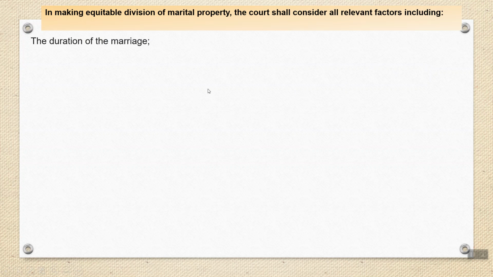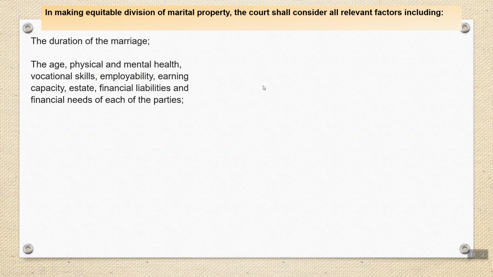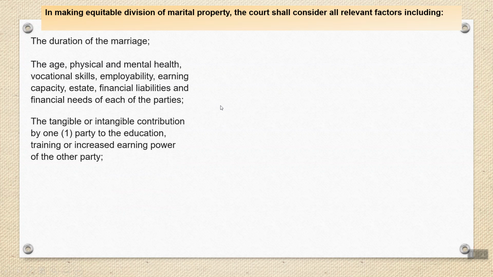First, of course, the duration or the length of the marriage, the age of the parties, their physical conditions, their skills, their employability, how much they can earn, what they have, what their debts are, and what their financial needs are to be considered. Tangible or intangible contributions that one party or the other made toward the education of the other party to increase the other party's learning ability or their earning power.